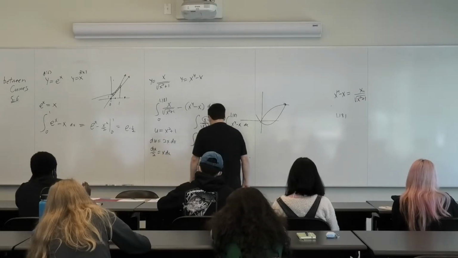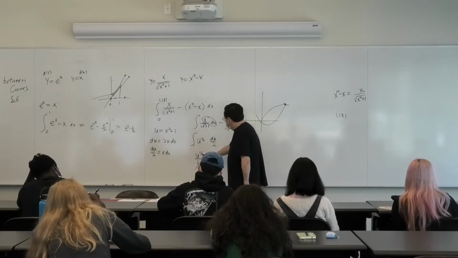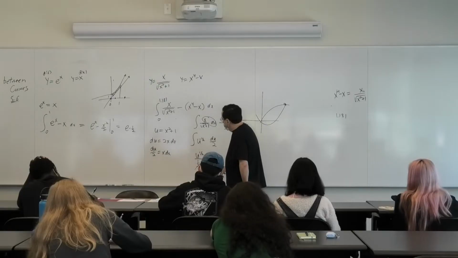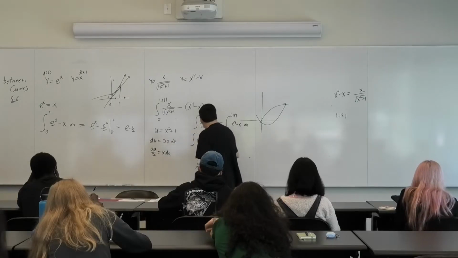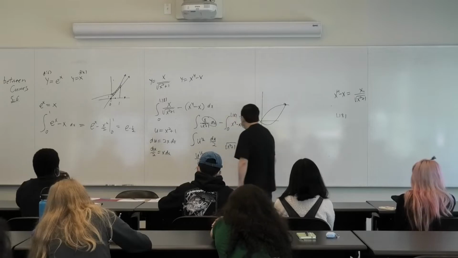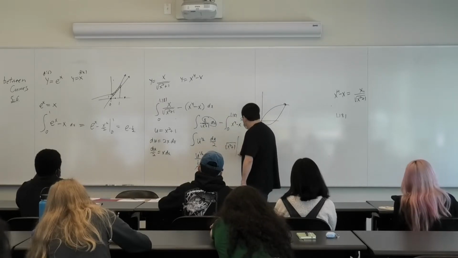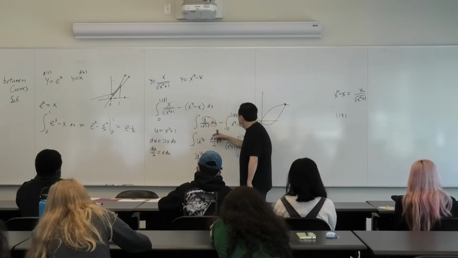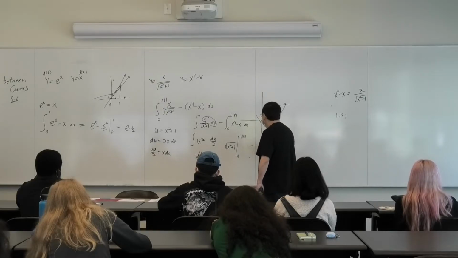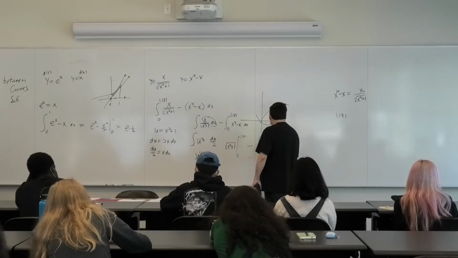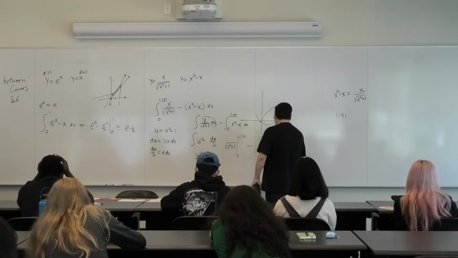So u to the 1/2 is what? The square root of x squared plus 1. Okay, now we can put the limits back. That's this part. Now we have x to the 5th over 5 minus x squared over 2, again from 0 to 1.181.